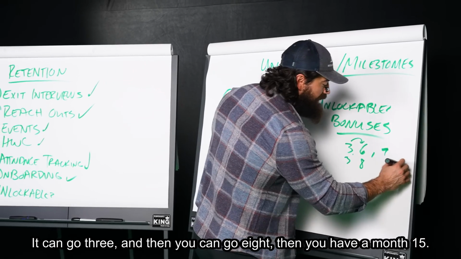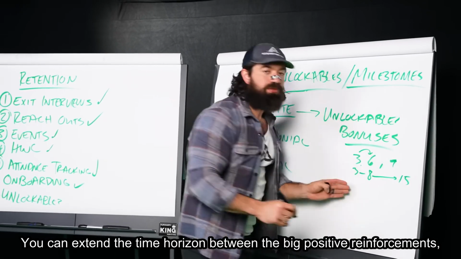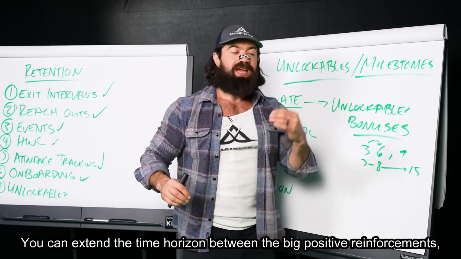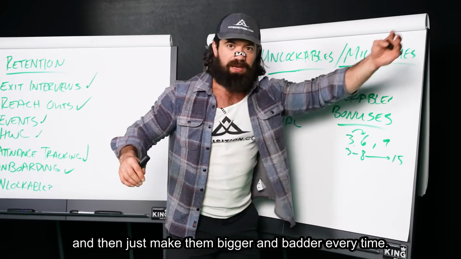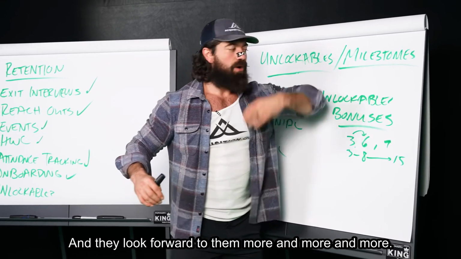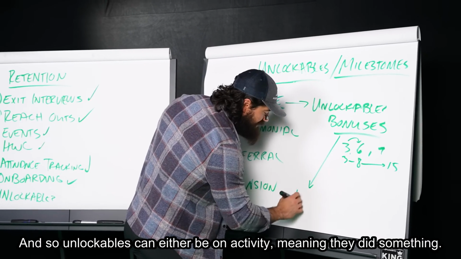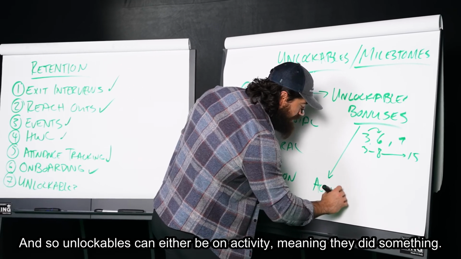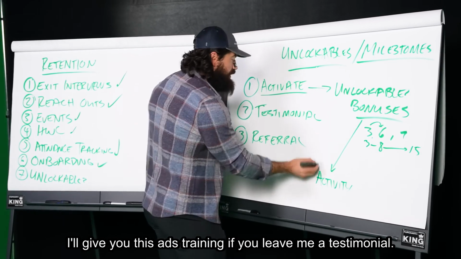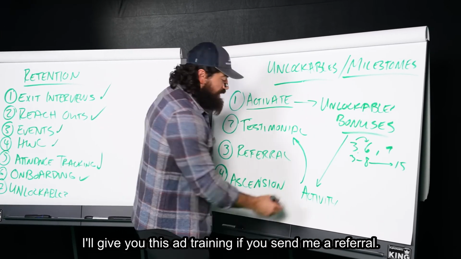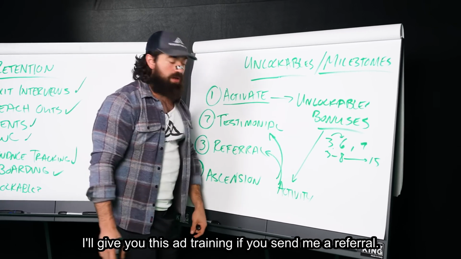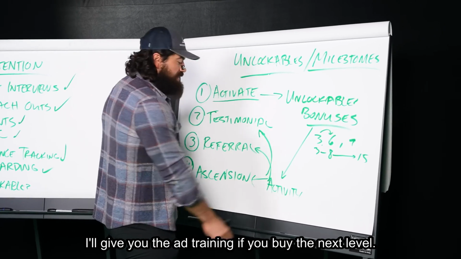Month 15, like you can extend the time horizon between the big positive reinforcements and then just make them bigger and better every time, and they look forward to them more and more and more. And so unlockables can either be on activity, meaning they did something. I'll give you this ads training if you leave me a testimonial. I'll give you this ads training if you send me a referral. I'll give you the ads training if you buy the next level.